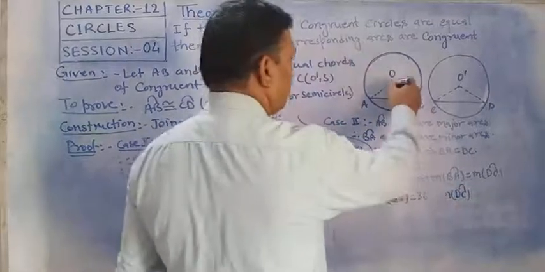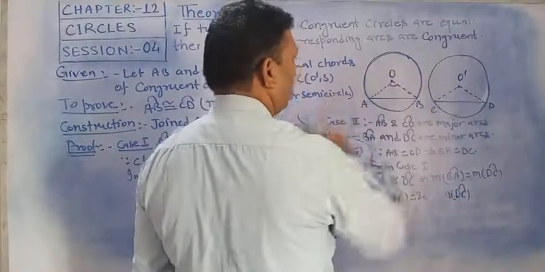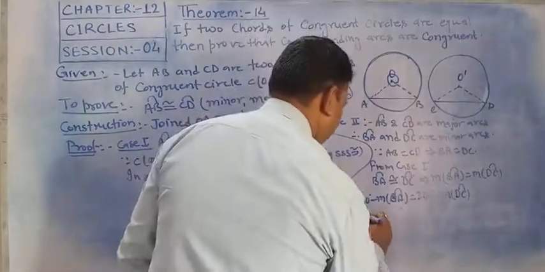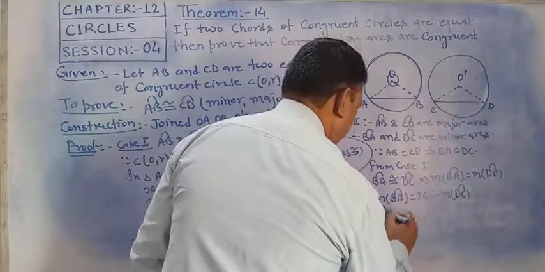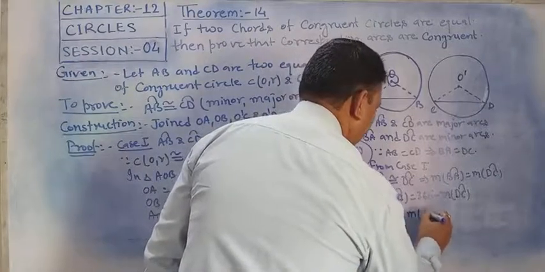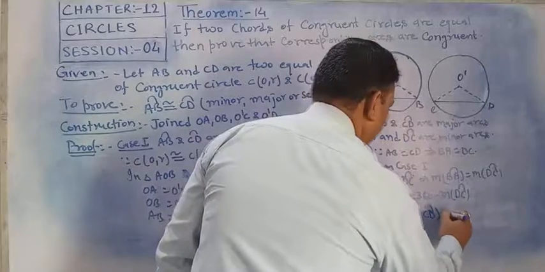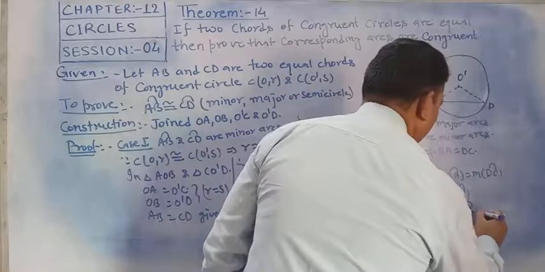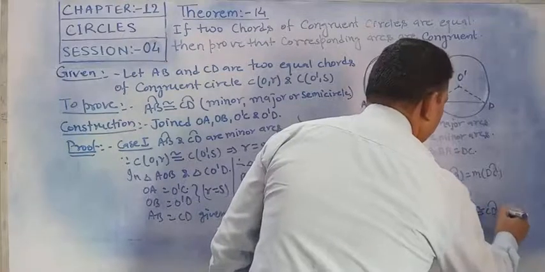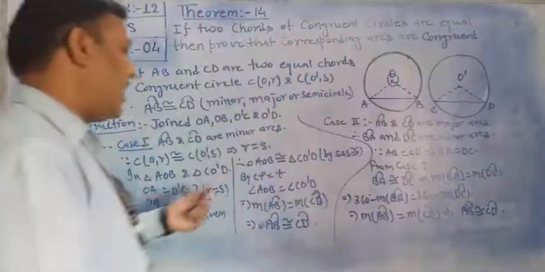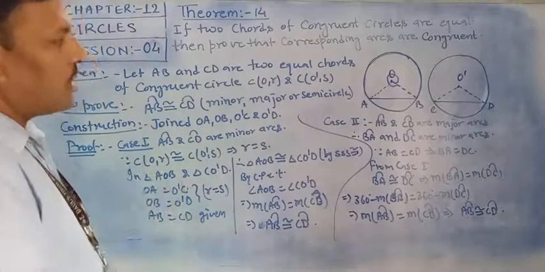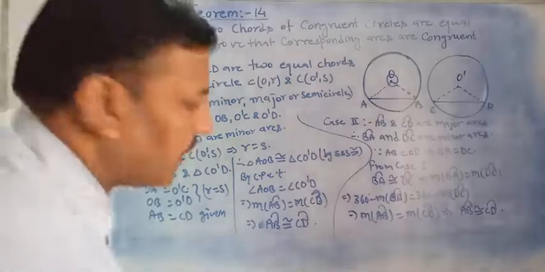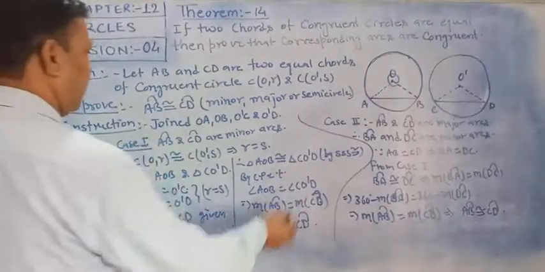So out of the 360 degrees, this angle is taken. Now we can find out the degree measure of the major arc. This implies that degree measure of arc AB equals degree measure of arc CD, and this implies that we can write arc AB congruent to arc CD. So if the arcs are minor or major, they are congruent. But in case of the third case, if they are semicircular arcs.